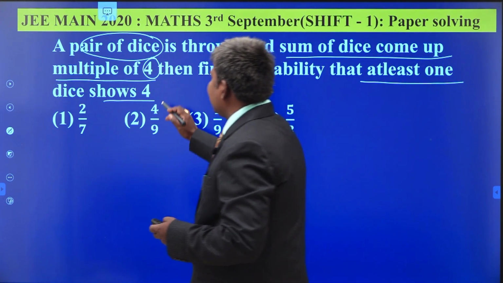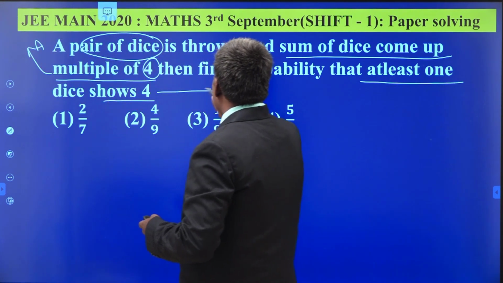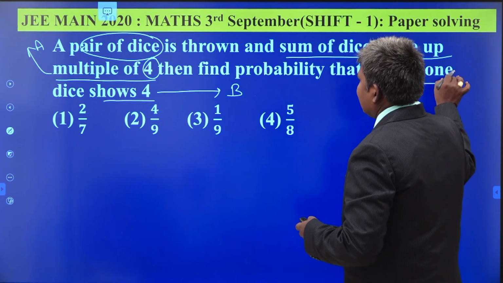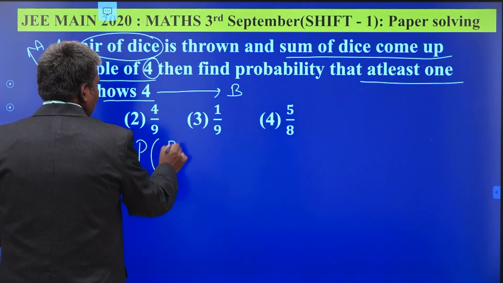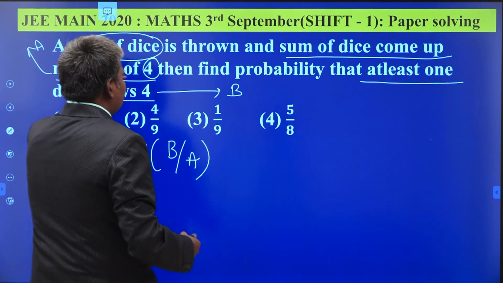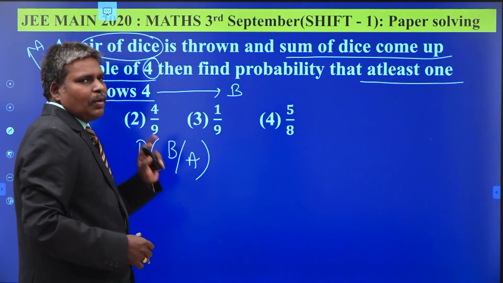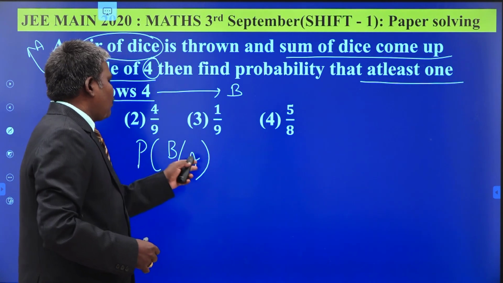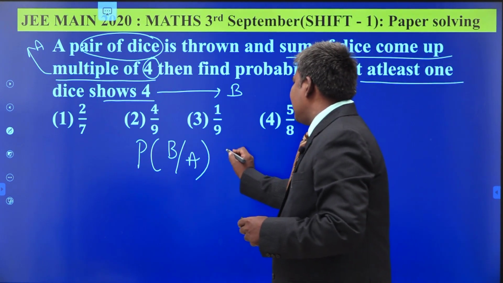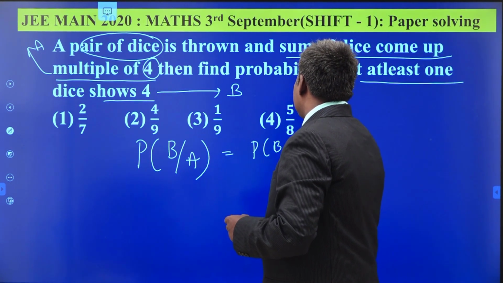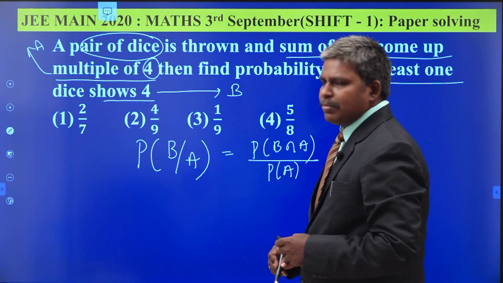So the first event is, say, capital A, and the second event is, say, B. At least one die shows 4, we have to find this one. That means by conditional probability, we have to find the probability of B by A. A is the given event, B is your required event. When A happens, what is the probability of B? That is what they are asking. What is the formula for probability of B by A? Probability of B intersection A by probability of A, by the definition of conditional probability.